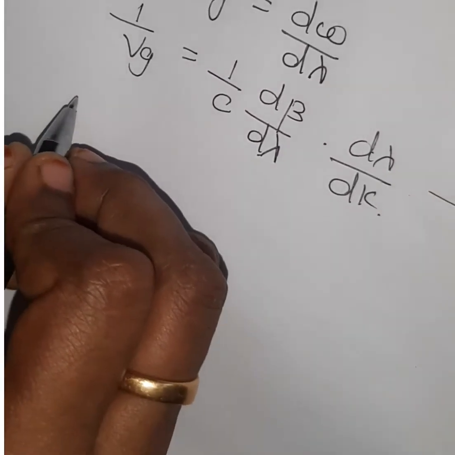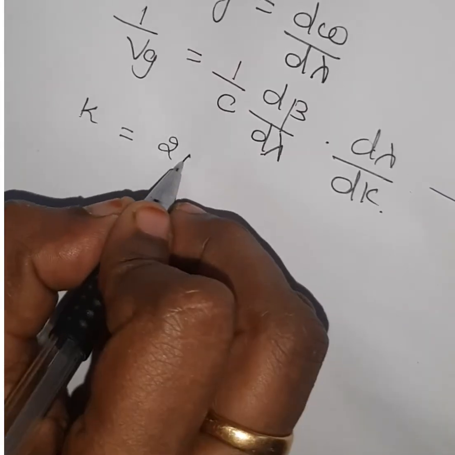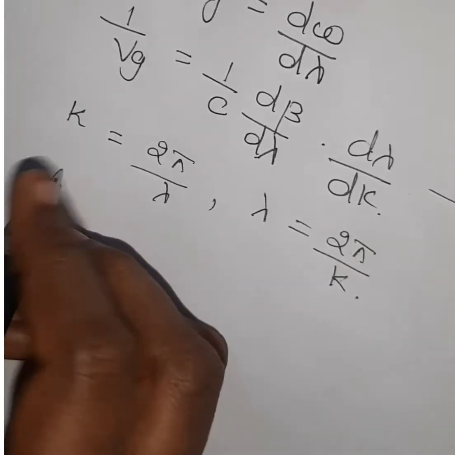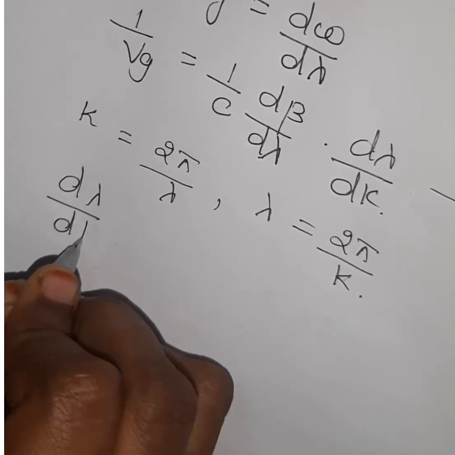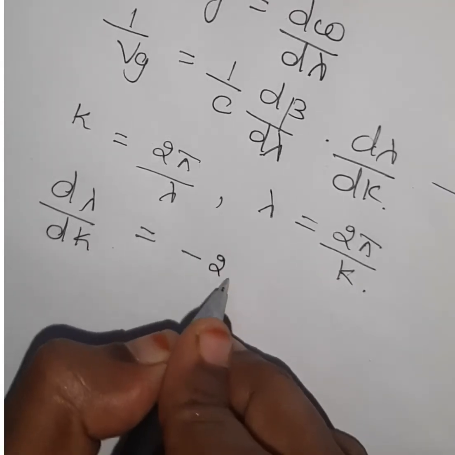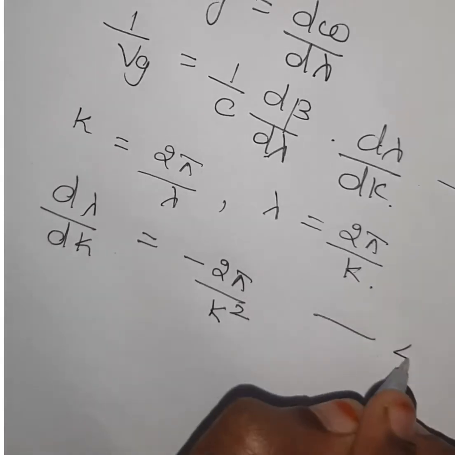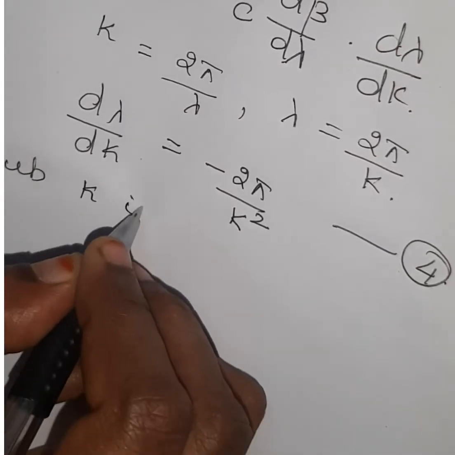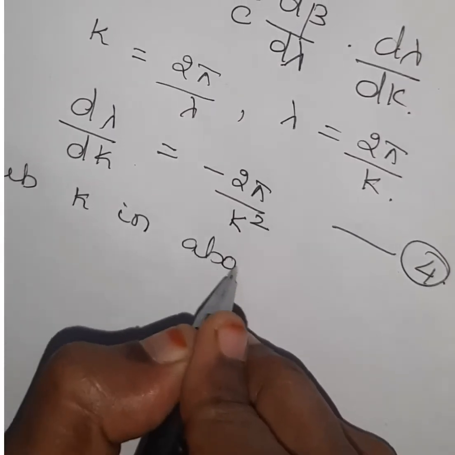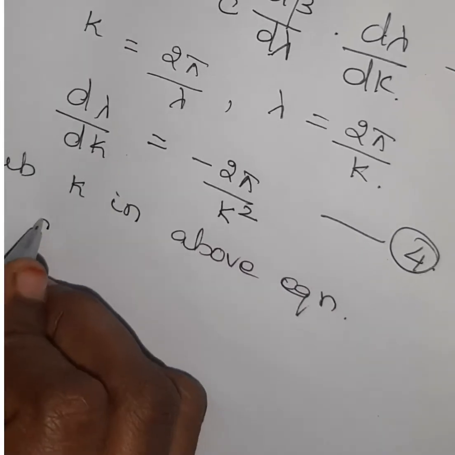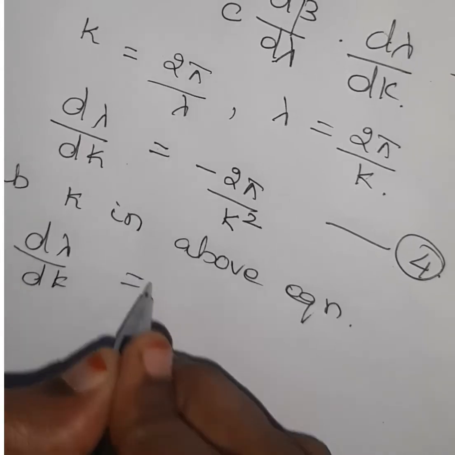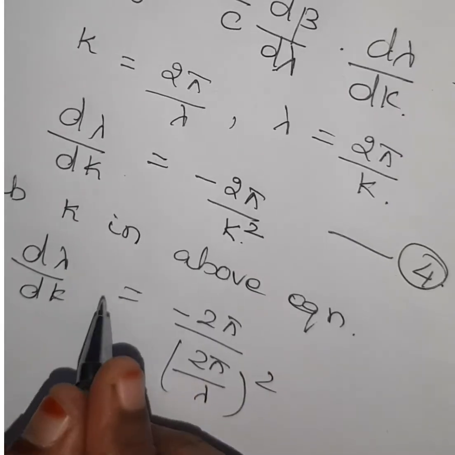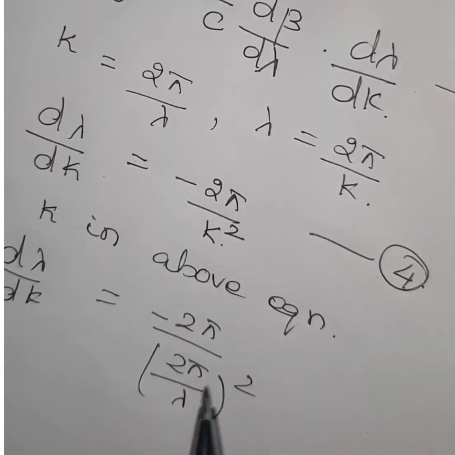So now we know the value of k, the propagation constant, is 2 pi by lambda. From this, lambda is equal to 2 pi by k. Now differentiate this with respect to k. So d lambda by dk is equal to minus 2 pi by k square. Take this as equation number 4. Now in the above equation substitute the value of k. So d lambda by dk is equal to minus 2 pi by lambda the whole square, substituting k as 2 pi by lambda.